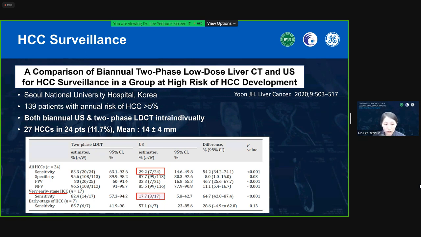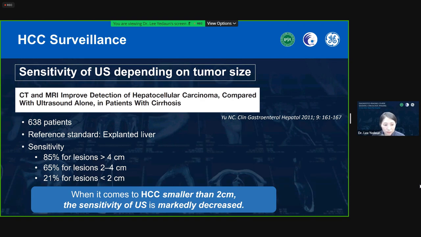The sensitivity was 29.2% for very early and early HCCs and only 70.7% for very early HCC, which was even worse than the result from the previous study. A study using explanted liver as a reference standard revealed that the sensitivity of US was affected by lesion size. Thus, when it comes to HCC smaller than 2 cm, the sensitivity of US is markedly decreased.